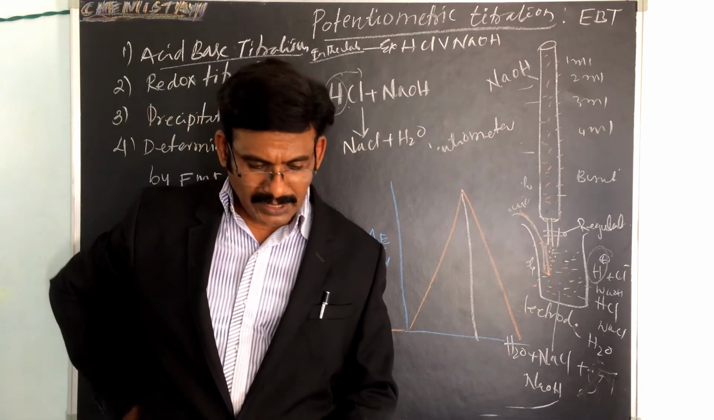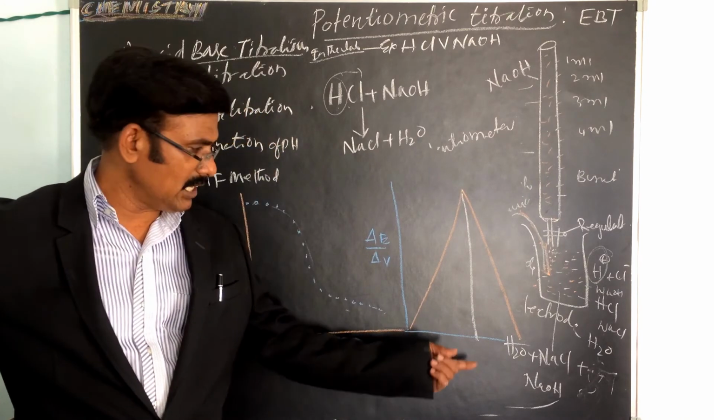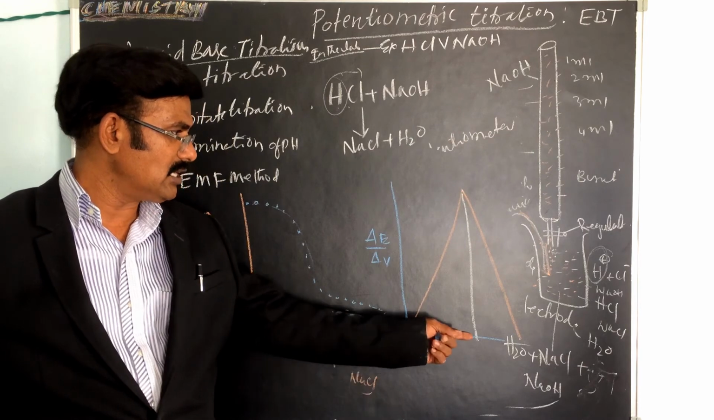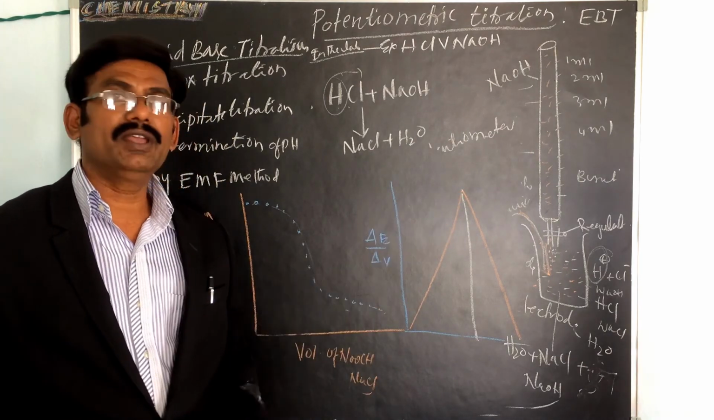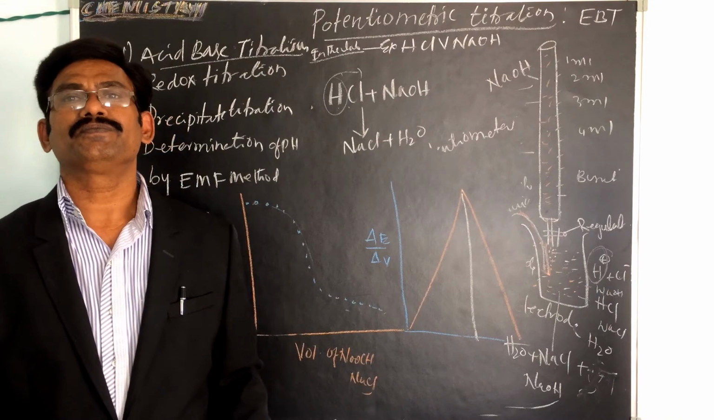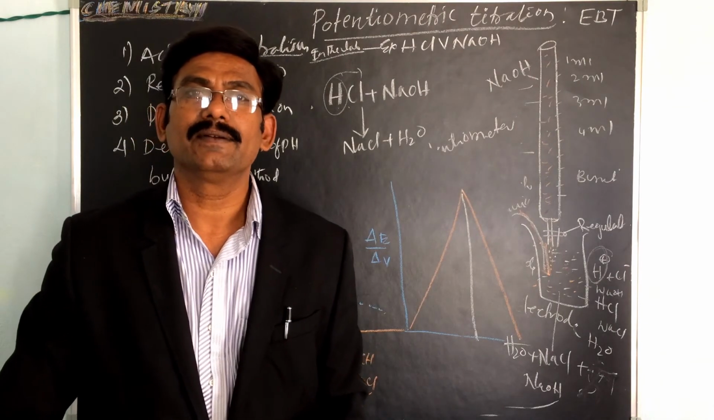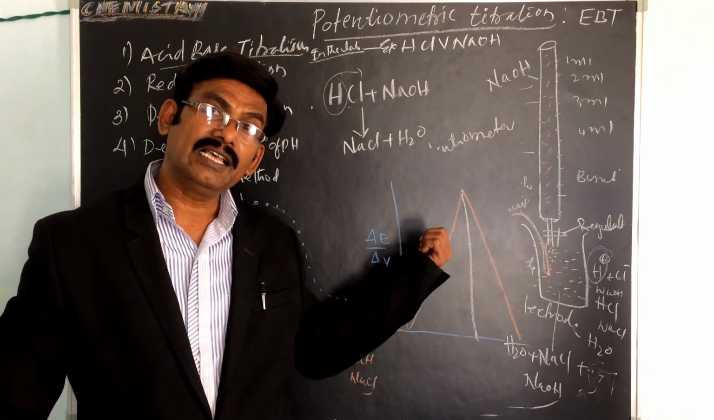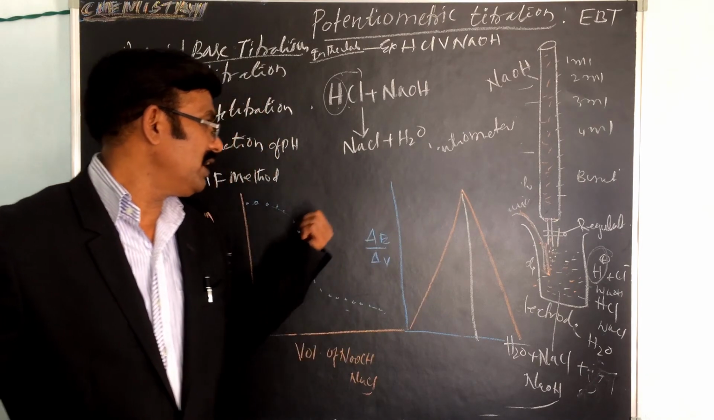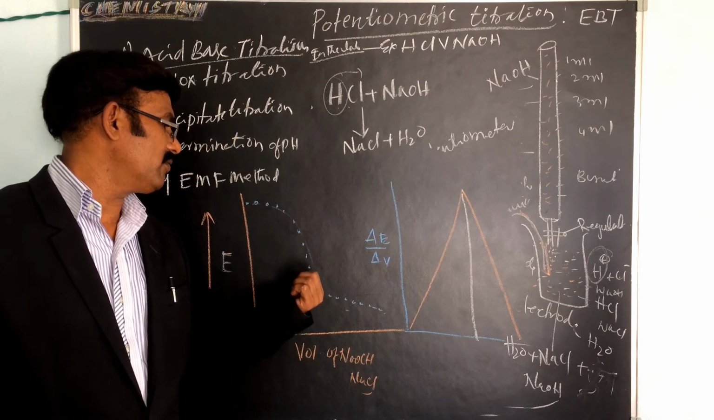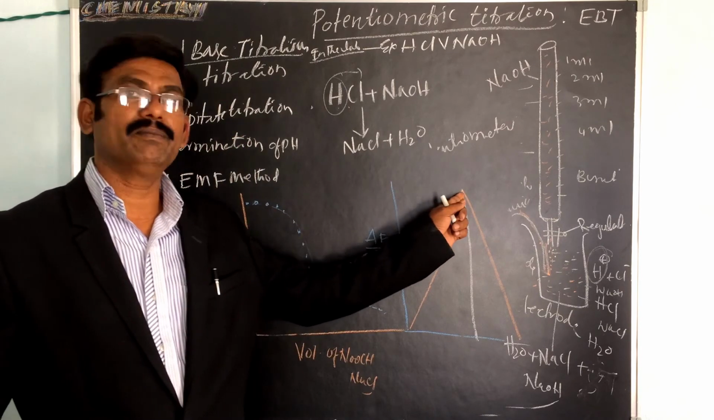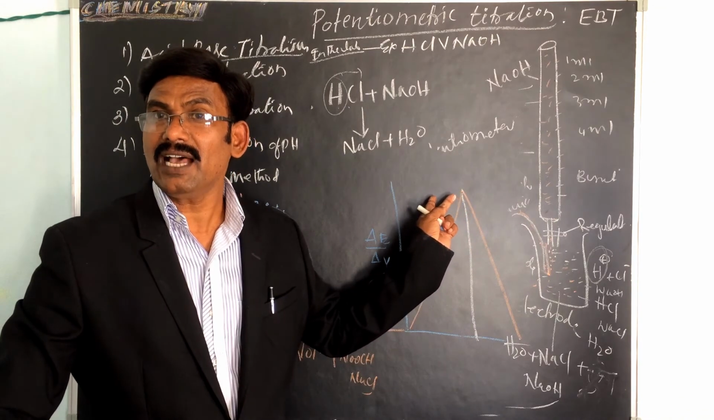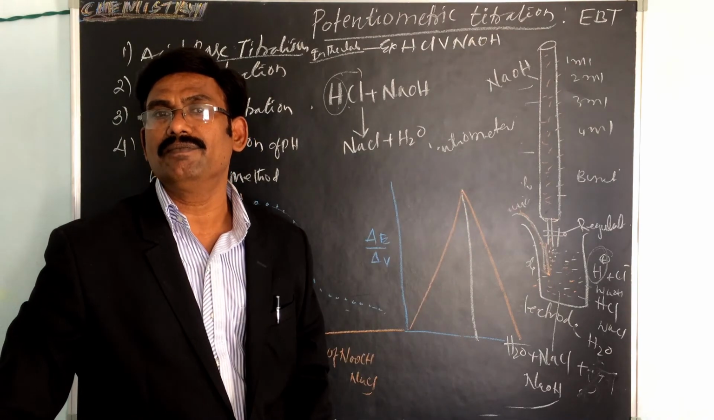So here, in this case, the value of NaOH is added and the formation of NaCl takes place. So we can see the maximum. So the endpoint is the point where the slope of the curve is maximum, where the curve is at maximum. For example, this one. The endpoint is the point where the slope of the curve is maximum.